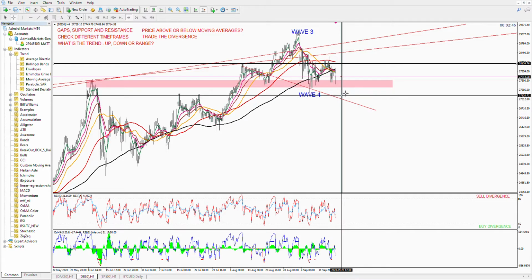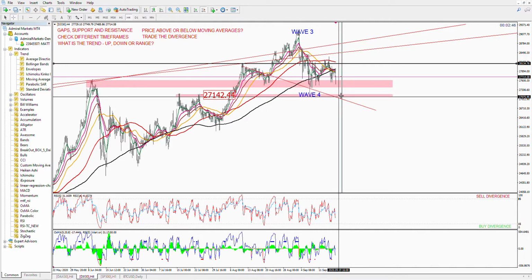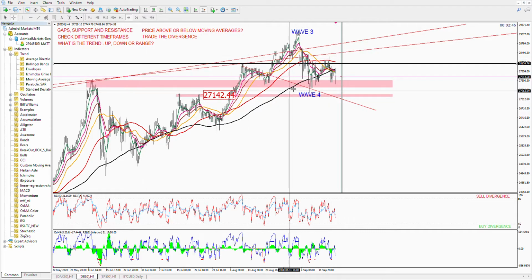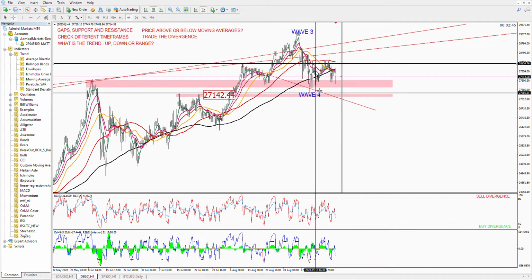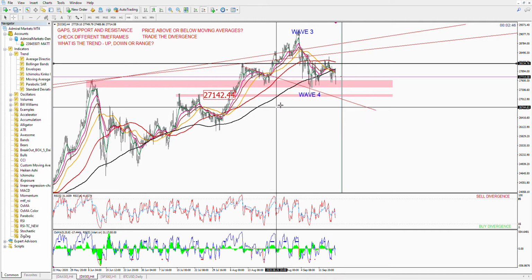Some of the levels I feel are worth paying particular interest to, and I'm going to mark these now. Should we get another move down, this kind of level here, I really would want to see what happens. So 27,142, not a million miles away again. It would tie in with a quick drop down there. And again, it's all about this level. This level is absolutely key. It's really going to show us, I think, where we're going to look down to.